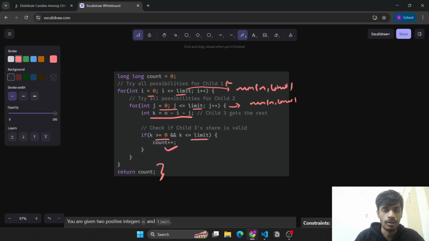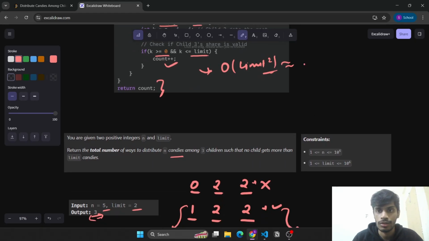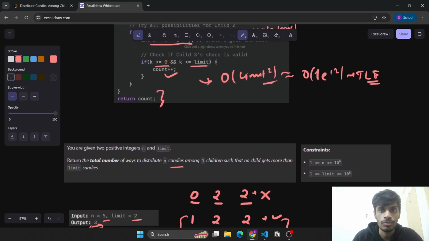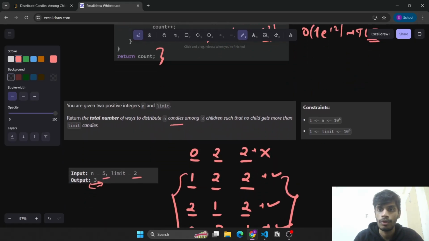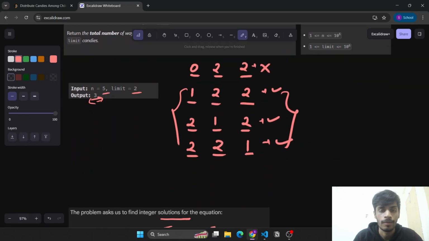And as we can see, this is of the order of limit squared, and since limit is up to 1e6 here, meaning the constraints are up to 1e6, this will be of the order of 1e12, which will obviously give us TLE. Hence we need to modify our approach to something of the order of big O of limit or big O of n, or maybe n log n or something like that.